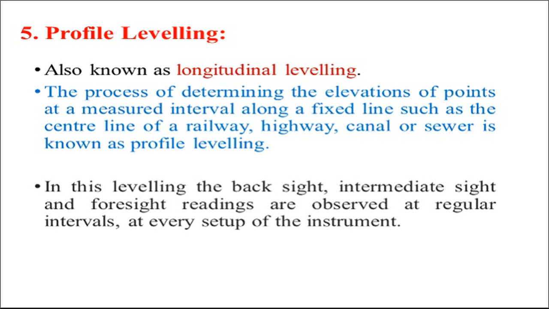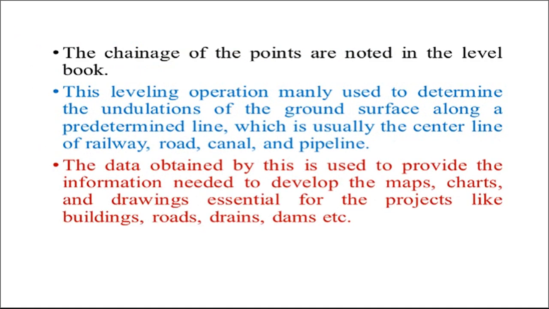In this leveling, the backsight reading, intermediate sight reading and foresight readings are observed at regular interval at every setup of the instrument or level. The chainage of the points are noted in the level field book. This leveling operation is mainly used to determine the undulations of the ground surface along a predetermined line, which is usually the center line, as we have discussed in the previous slide, that is railway, roadway, canal, pipeline or drainage line.